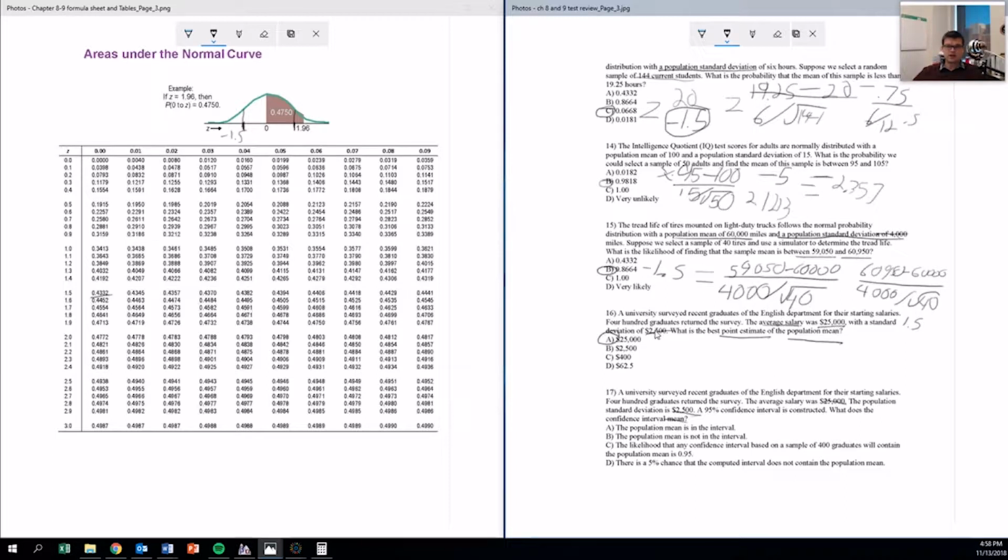That's not what it's actually saying, is what I'm saying. The likelihood that any confidence interval based on a sample of 400 graduates will contain the population mean is 0.95, and that is the correct answer. Okay, C is the correct answer.